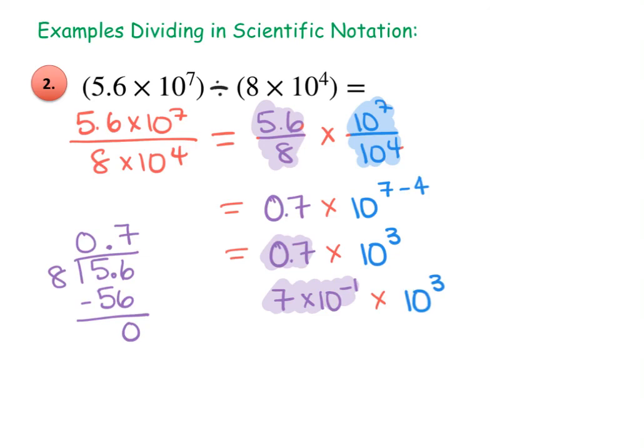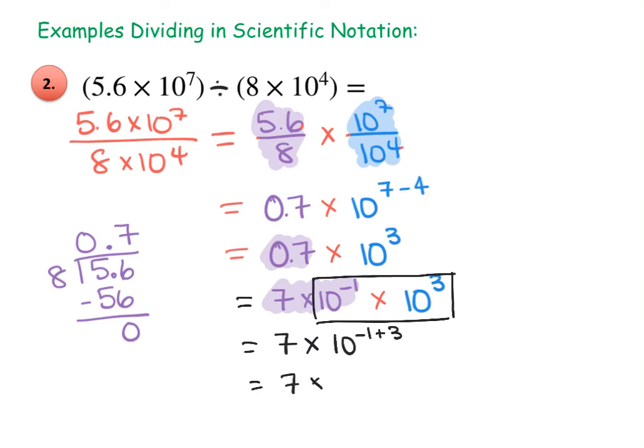And hopefully we can see here that we can simplify. So we've got 10 to the negative 1 times 10 to the power of 3. We're going to have to add those exponents. So we've got 10 to the power of negative 1 plus 3. And that's still being multiplied times 7, and then we can simplify this to 7 times 10 to the power of 2. And our final answer then is 7 times 10 to the power of 2.